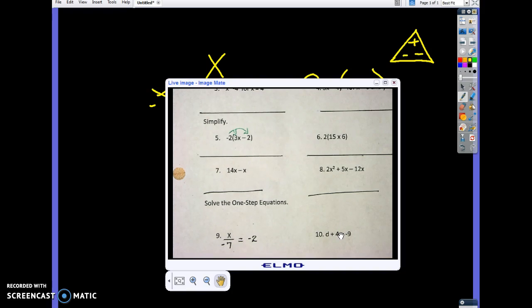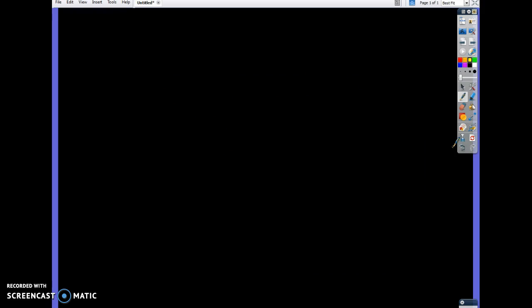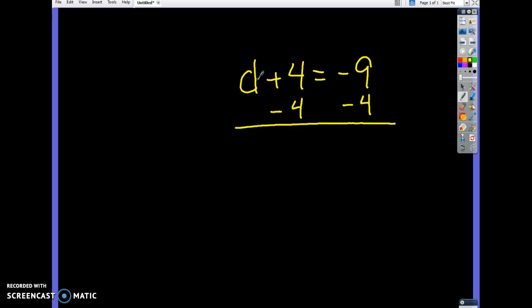Here my variable is being added by 4. I'll do the opposite and subtract 4 from both sides of the equal sign. D plus 4 equals negative 9. So, since my variable is being added by 4, I'll minus 4. To maintain equality, I'll subtract 4 from both sides of the equal sign. The whole point is to get the variable by itself. I'm going to bring my equal sign straight down. I'm going to show that these cancel, leaving just d by itself on this side of the equal sign.